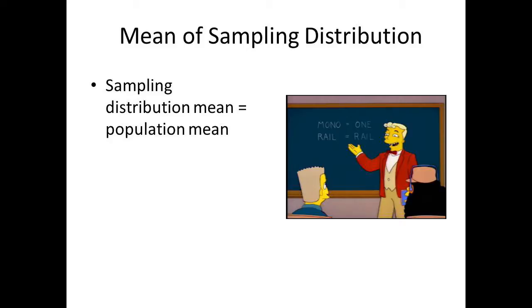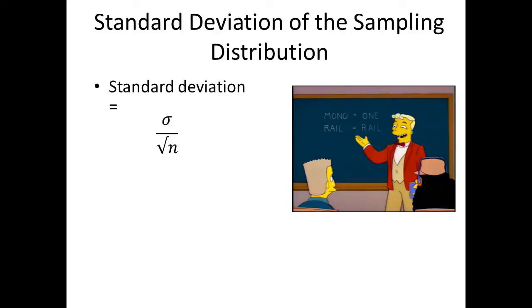And as a minor note, of course, we talked about other measures of central tendency for individual scores, things like the median and the mode. But we don't talk about that when it comes to the sampling distribution. With the sampling distribution, we're only ever talking about the mean.